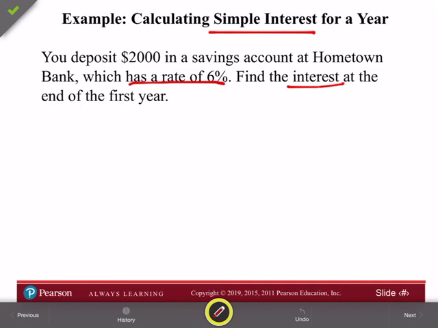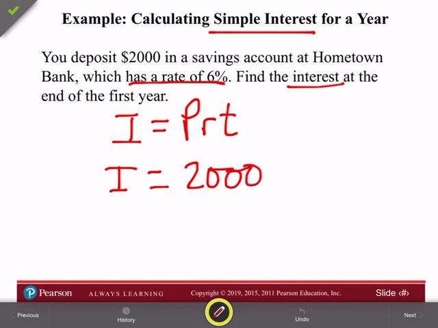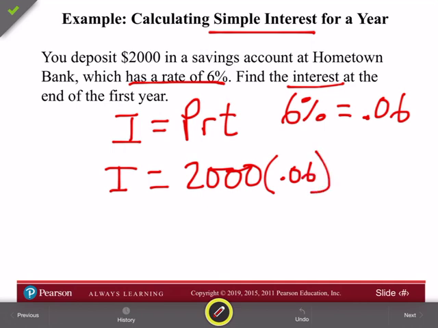So our formula, if we're trying to find the interest and it is simple, I equals PRT. The principal, the initial amount, was $2,000. The rate, we said that percentage needs to be converted to a decimal, and 6% is 0.06. Times time. The time here is at the end of the first year.